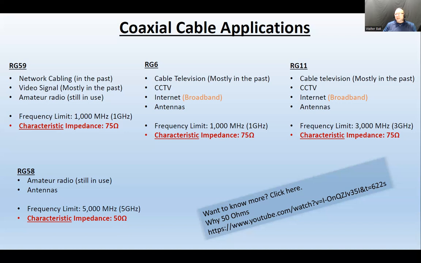All right, now the RG11 and RG6 are very similar as far as applications, except in here you can see that it has a higher frequency limit. This one has 1,000 megahertz, this one has 3,000 megahertz, so three times as much. But there are other characteristics that we're going to take a look at, which is going to tell you the difference between this one and that one. Oh yeah, here's the 5,000 megahertz for RG58.